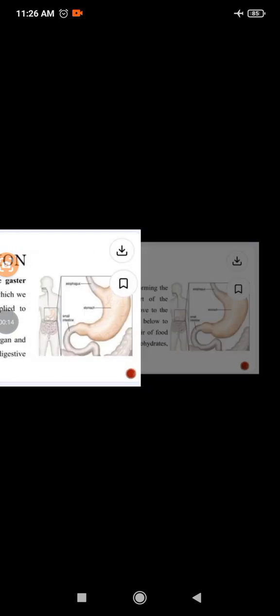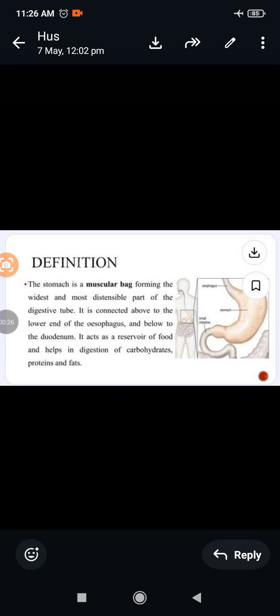Of the stomach. The stomach is also called the gaster or great belly, from which we have the adjective gastric, applied to structures related to the organ. Next, see the definition of the stomach. The stomach is a muscular bag forming the widest and most distensible part of the digestive tube. It is connected above to the lower end of the esophagus and below to the duodenum.